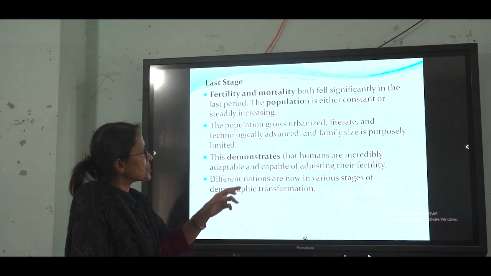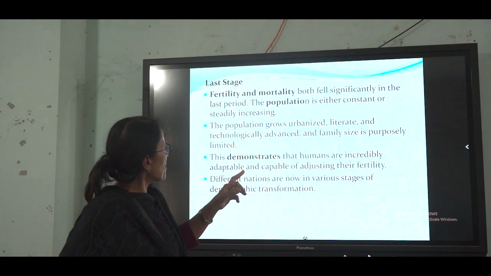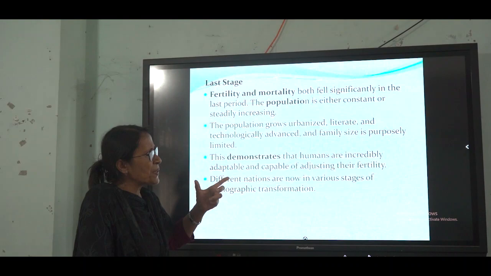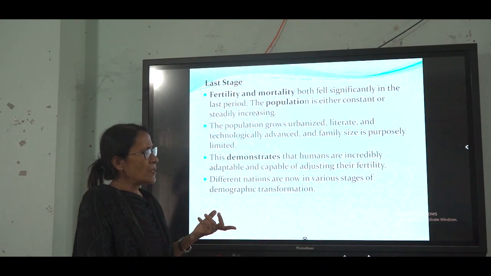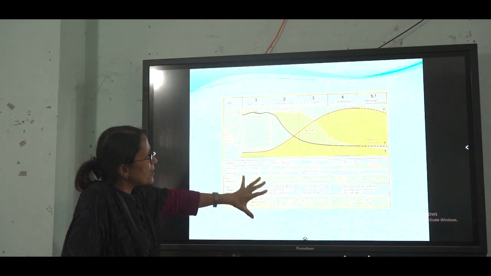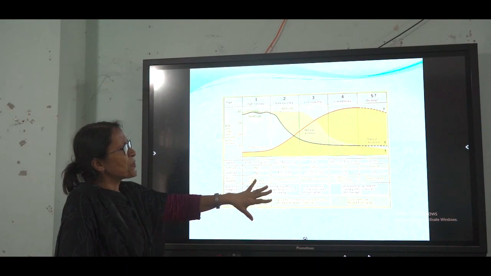The population grows urbanized, literate, technologically advanced, and the family size is purposely limited. As I told you earlier, the mobility of females is also increasing. That is why family size is automatically reduced, with the use of contraceptives and delay in the age of marriage. So all these are happening, and automatically the population size becomes low. So this is the demographic transition. You can draw this demographic transition theory by drawing this picture in a very clear manner.